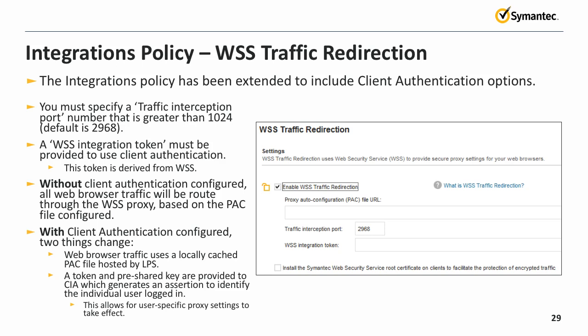So, what is different? Without client authentication configured, all web browser traffic will route through the WSS proxy based on the PAC file configured. With client authentication configured, two things change. Web browser traffic uses a locally cached PAC file hosted by the LPS. A token and pre-shared key are provided to CIA, which generates an assertion to identify the individual user logged in. This allows for user-specific proxy settings to take effect.